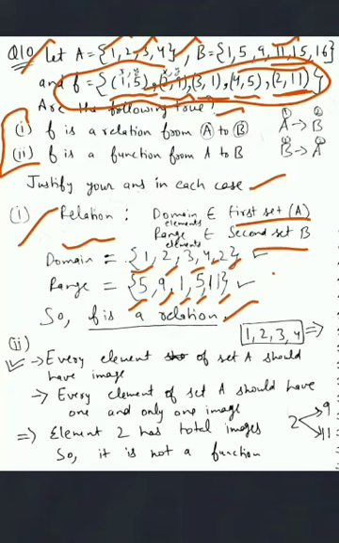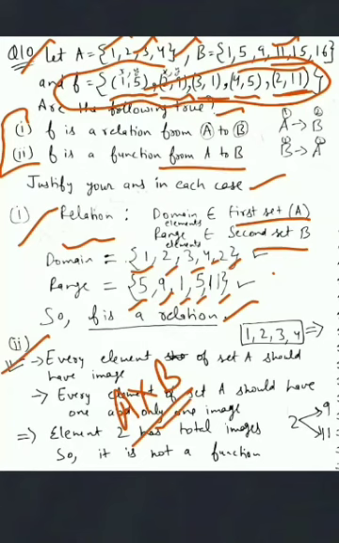The second thing we can do in this question is write down the Cartesian product A cross B, and we know that the relation is a subset of the Cartesian product. You can find out the answer by using this also. Okay. Now the second is f is a function from A to B.